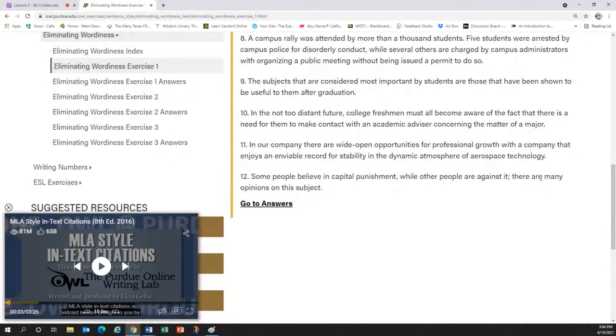Some people believe in capital punishment while other people are against it. There are many opinions on the subject. Many people are for or against capital punishment. And also, that's an example of a sentence that doesn't tell me much, right? There are many different factors in X and Y. You got to be specific. And if you're going to tell me that some people are for something and some people are against it, isn't that the case with everything? So I'm not sure that's really even a sentence you would want in your essay.